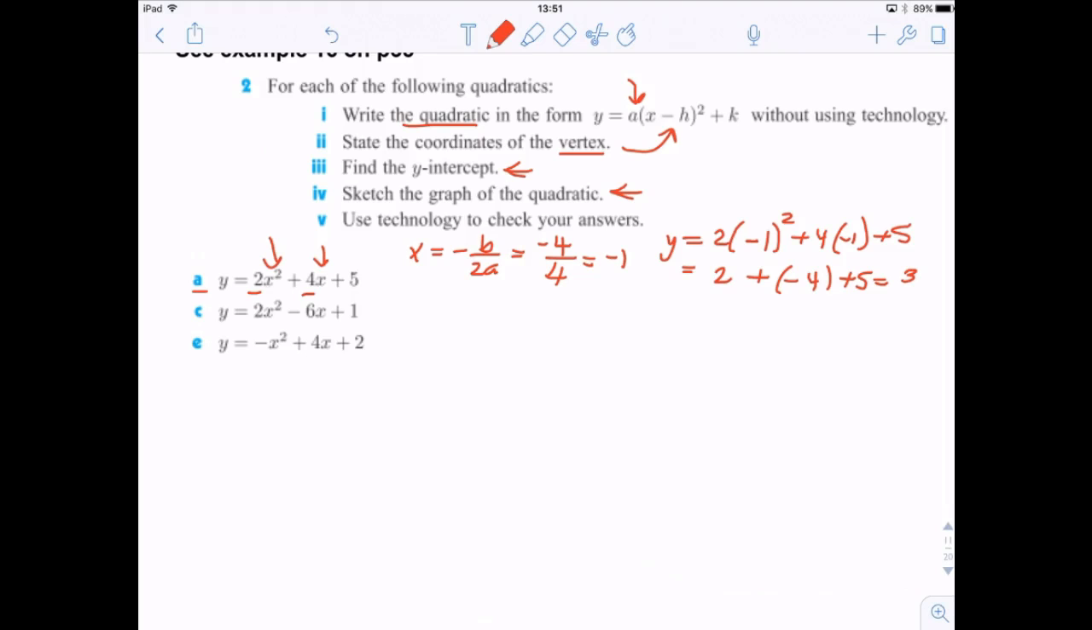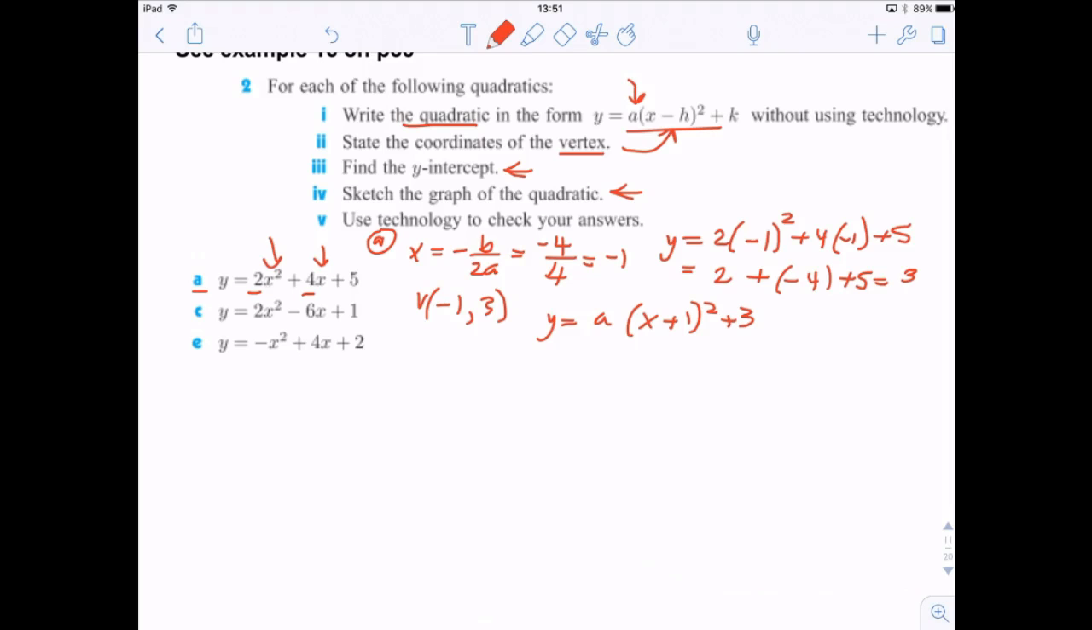So our vertex for part A is going to be negative 1, comma 3. So now we pretty much can write it in vertex form. All we need to do is write y equals, and we don't know a, so we'll just leave a, and we'll put x minus a negative 1, which is x plus 1 squared, and then plus 3, which is plus k, right? The only thing we don't know is a.